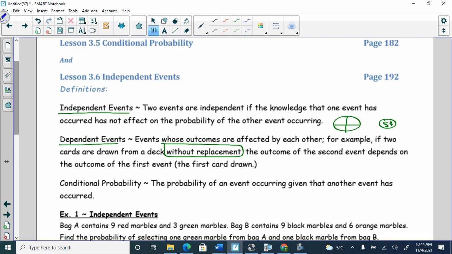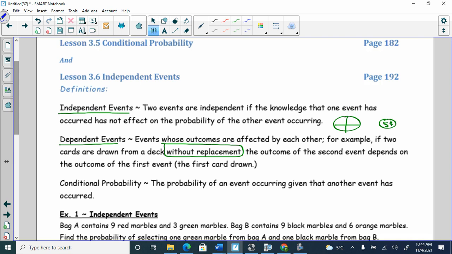No, because I can't literally take a piece of the coin off. There's no "without replacement." Okay? So, coins will always be independent. Spinners will always be independent. What about dice? Can I take a side of the dice off? No, I can flip the dice or roll the dice.